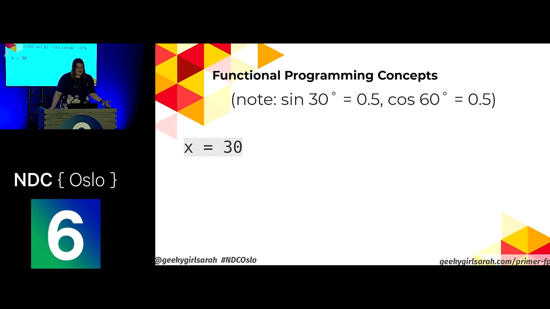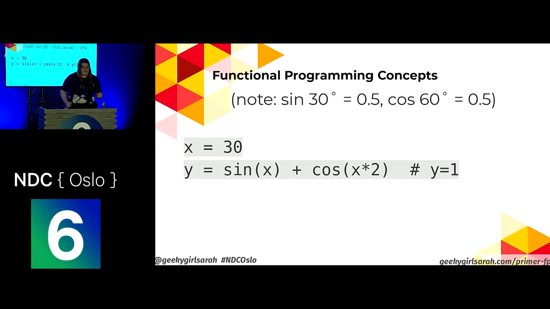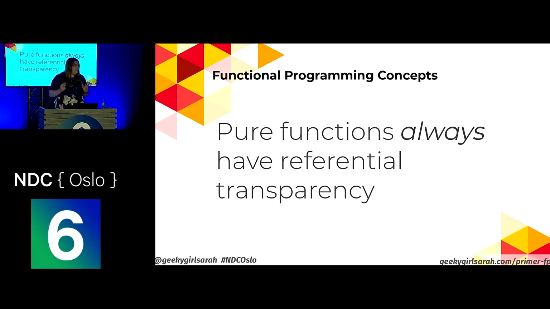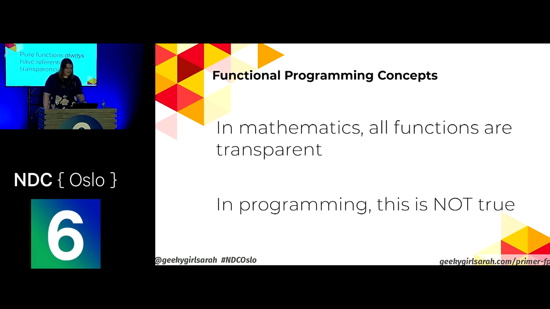If we want to get a little bit more complex, with a few more math things: if x was 30, then the sine of 30 would be 0.5, and the cosine of 60, or 30 times 2, would also be 0.5, and so that would be 1. But we can also take out those functions and replace them with the values and still get the same thing. Pure functions always have referential transparency, so you always know that the values and the functions can do the same thing.